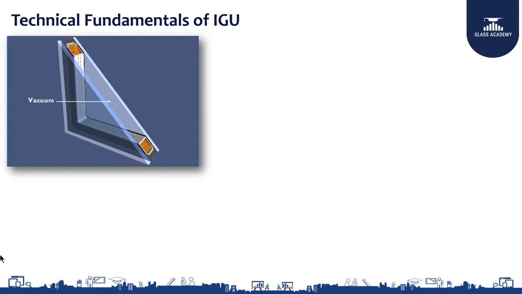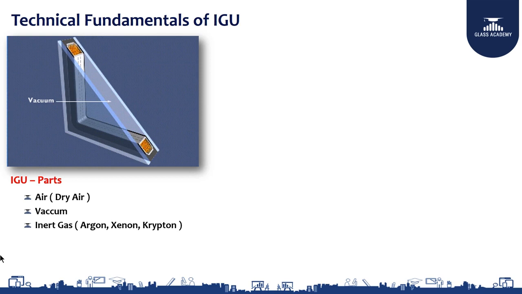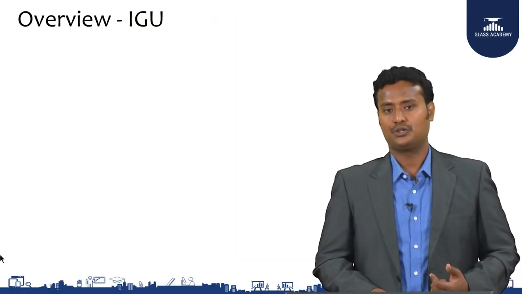Next, let's move on to the technical fundamentals of the IGU, which we discuss now. An IGU is nothing but two or more panes of glass separated by a mechanical aluminum channel, hermetically sealed with the help of primary and secondary silicone. This is the IGU construction we talked about. The gas fill might be dry air, a vacuum, or an inert gas, argon, xenon, krypton, which we discussed. That is an overview of the IGU.